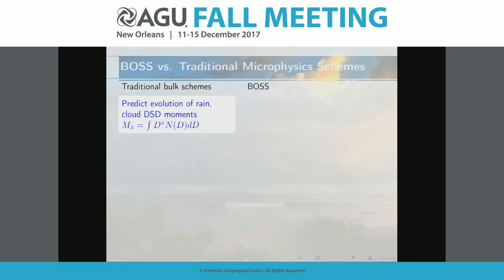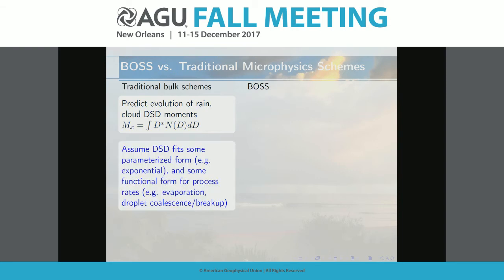Okay, so what's the difference between this and a traditional bulk scheme? In both cases, we're going to predict the evolution of drop size distribution moments, where a moment is defined by the diameter of the drop raised to some power times the number concentration, and then integrated over that number concentration. So for example, the zeroth moment is just the total number, the third moment is the mass, the sixth moment is the reflectivity, and so on. Normally these schemes assume some parameterized form for the drop size distribution, like an exponential or a gamma distribution, and some fixed functional form for the process rates, so evaporation and so on. And then these things are set either empirically, or maybe there's some theory behind them, or maybe some laboratory measurements, or sometimes they're just set ad hoc to make the thing work reasonably well.